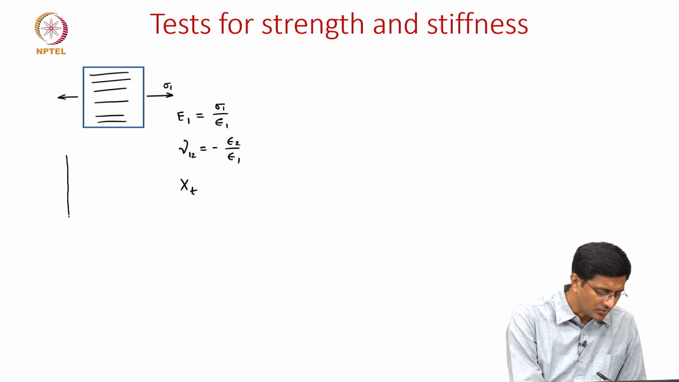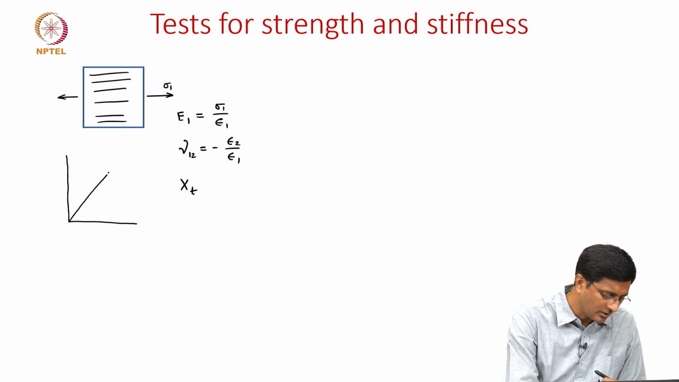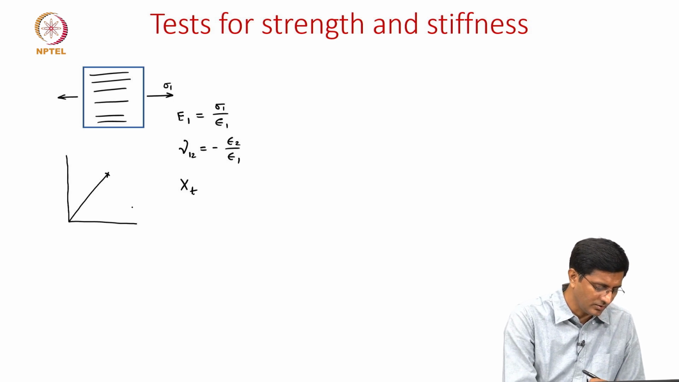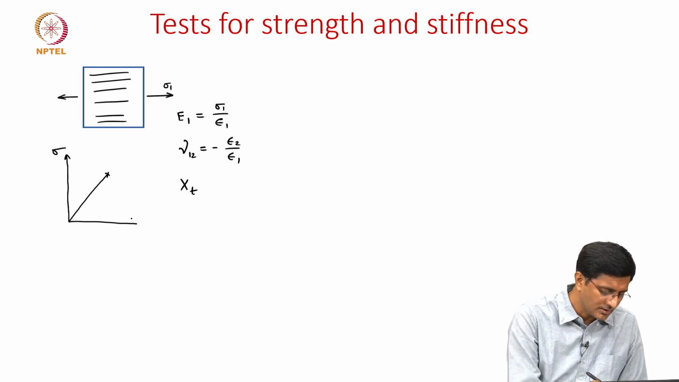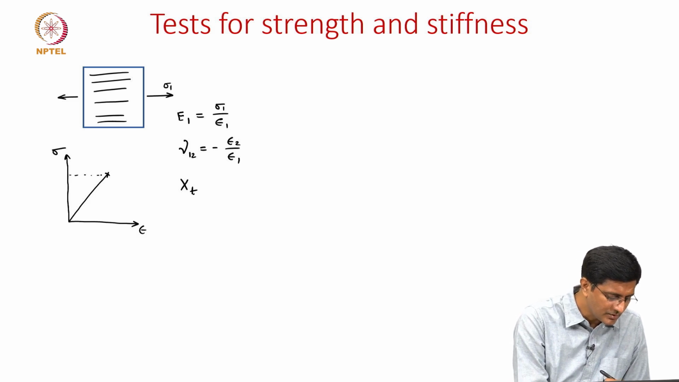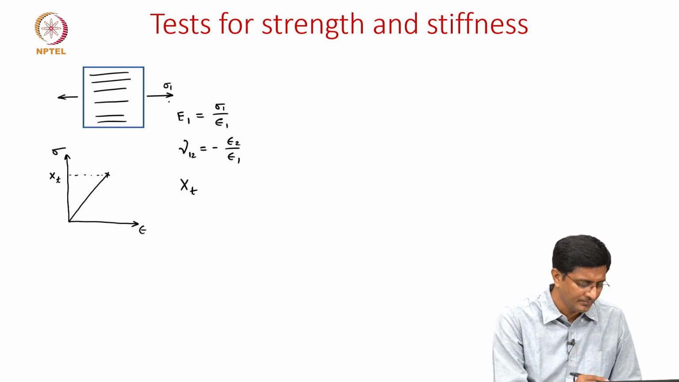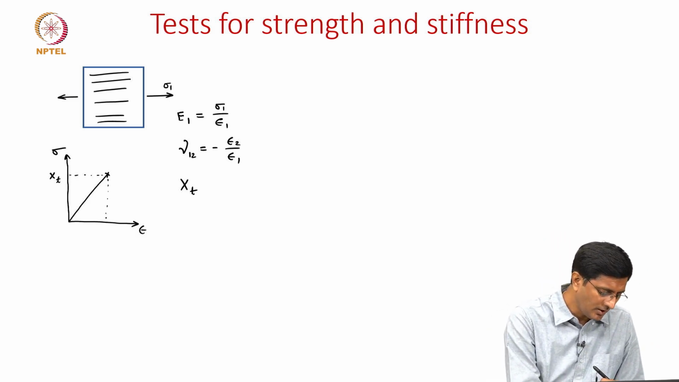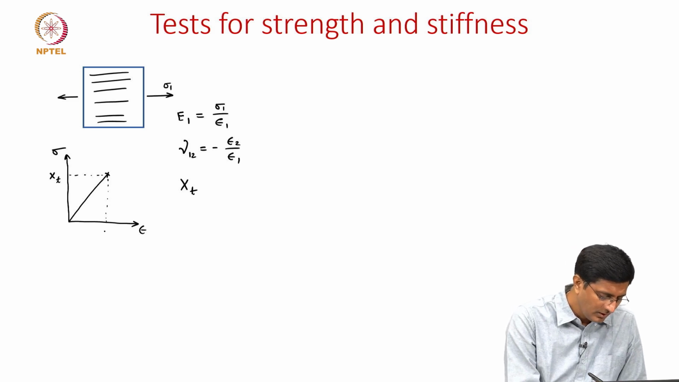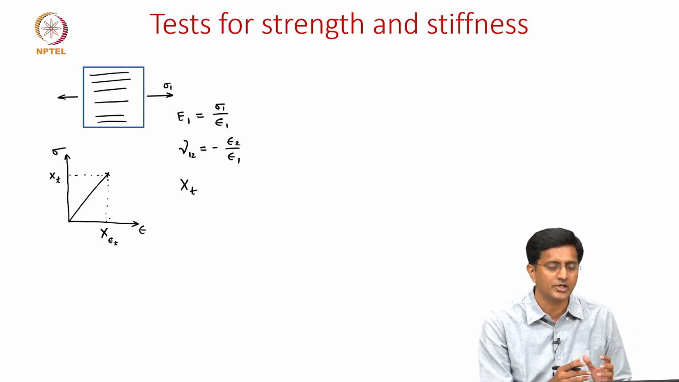So let's say the response of this material is something like this. It shows linear response until failure. Let's say these are the stress and the strain. The corresponding stress at which it fails, we'll now call XT, because here we are applying a tension load. And the corresponding strain, as we have shown in the previous slide, is X epsilon t. This is the corresponding strain to failure.